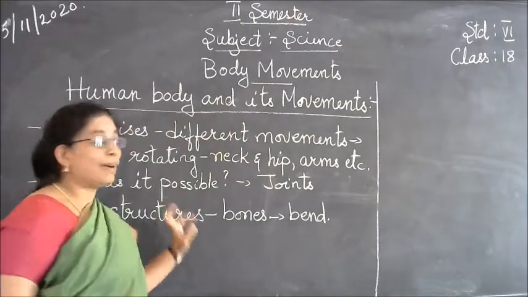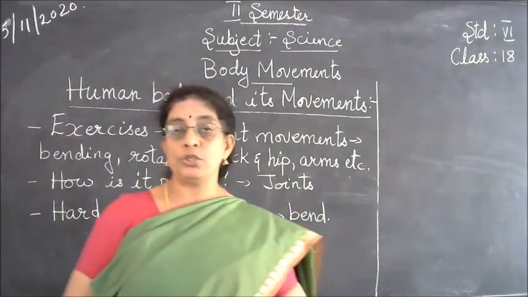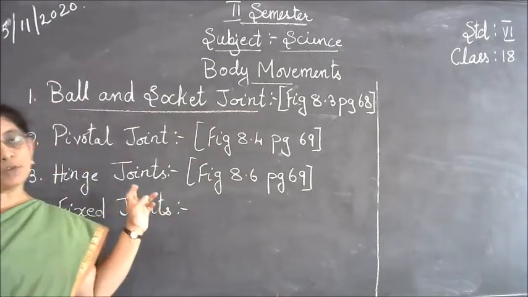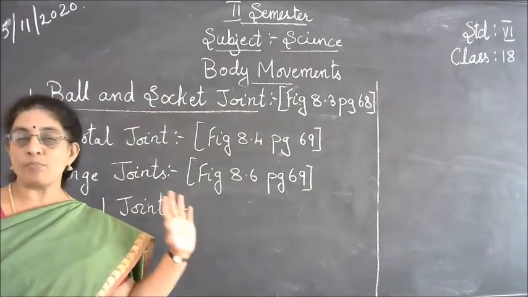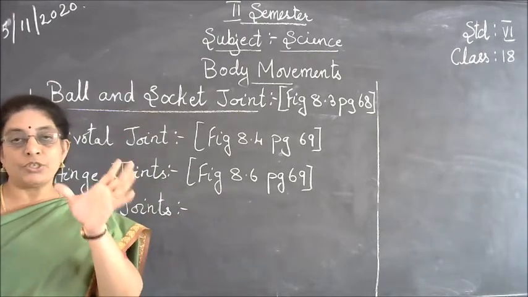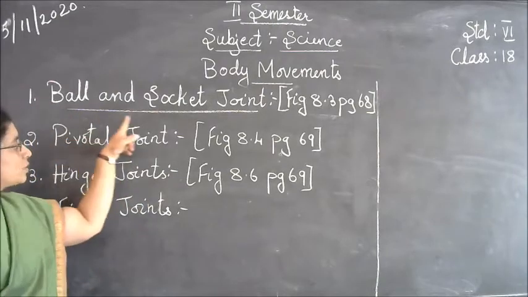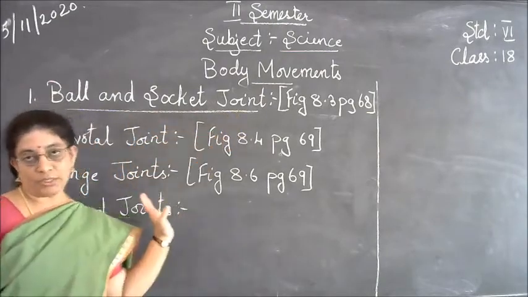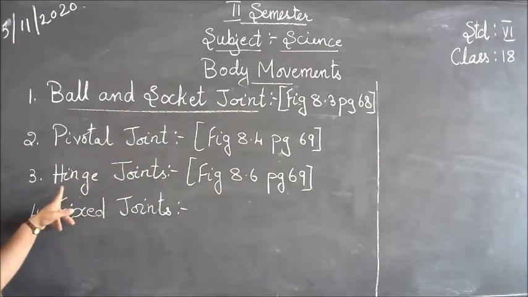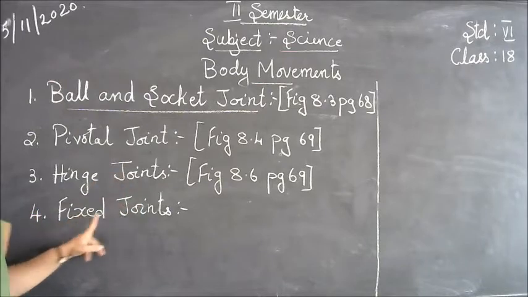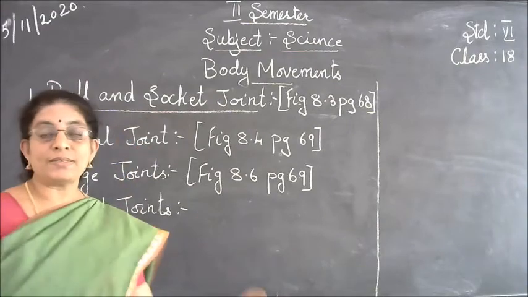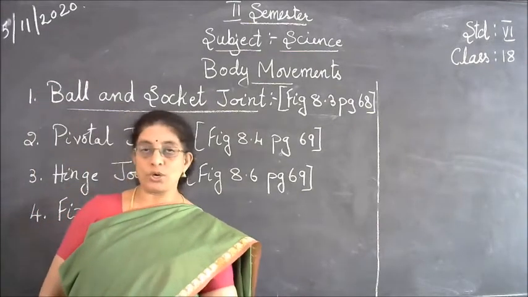Now we'll see what the different types of joints are. Yes children, now we'll see the different types of joints in our body, the main joints which keep our body in a proper shape. Okay, the first one is called the ball and socket joint, the second one is the pivotal joint, the third one is the hinge joint, and the fourth one is the fixed joint. Now first we'll see the meaning of a ball and socket joint.